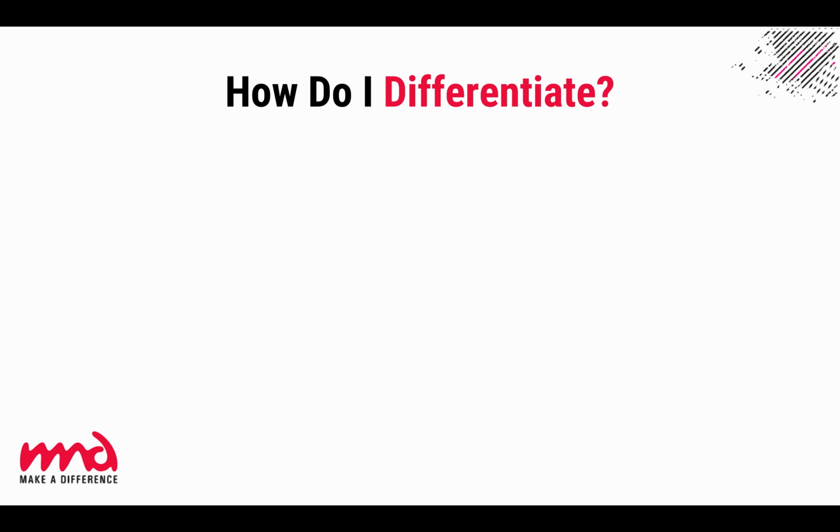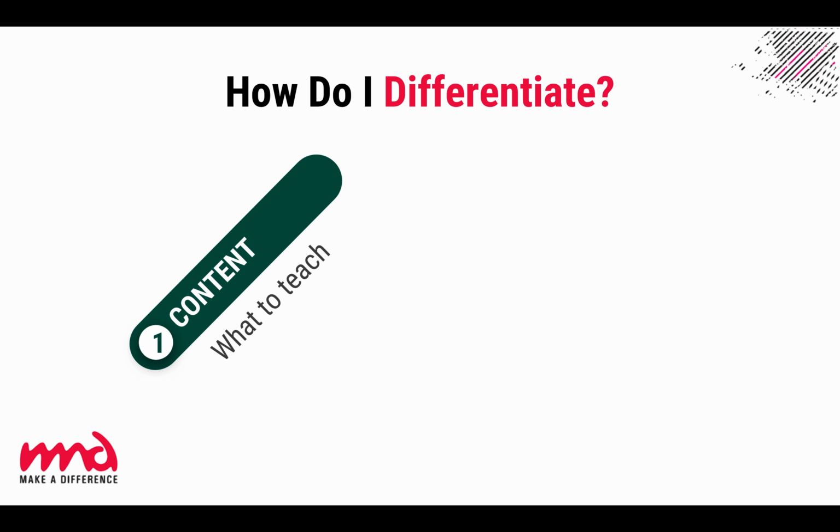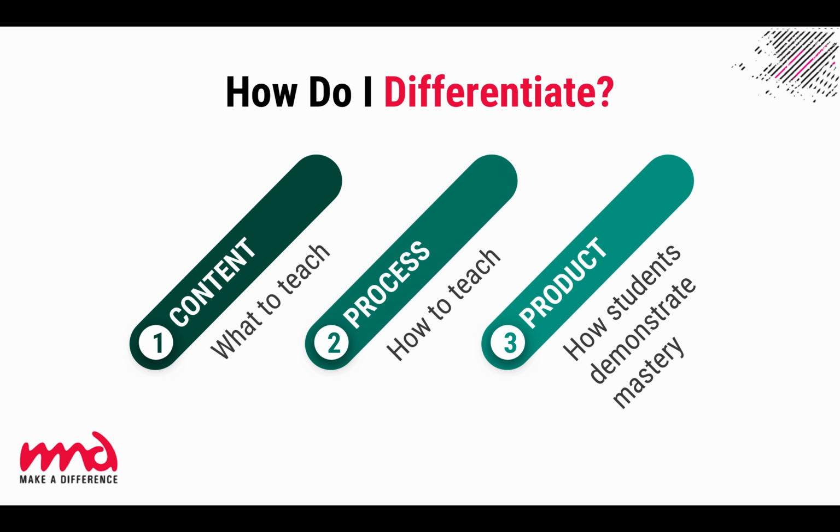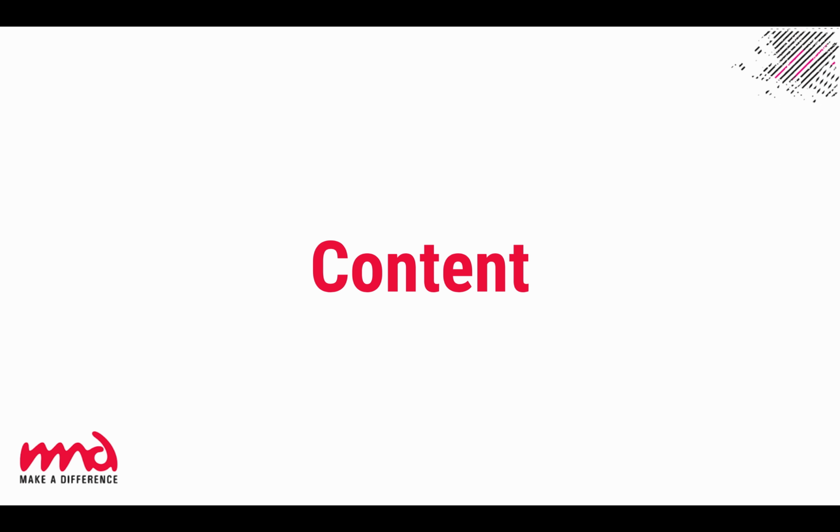There are three ways to differentiate. The first one is content, or what we teach. The second is process, or how we teach. And finally, the product, how students show that they have mastered the content, or how they demonstrate mastery. Content, process, and product, or CPP for short. Let's take a closer look at what content differentiation means.